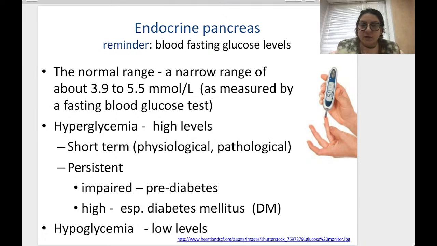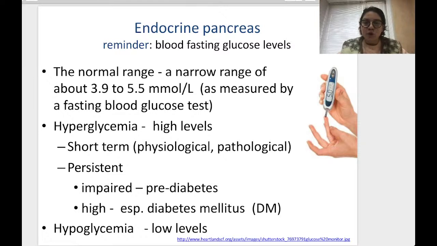We said that insulin secretion is regulated by blood glucose levels. We have a normal range of glucose, and the most usable test for glucose is fasting glucose, when blood for glucose is taken in the morning before breakfast, after at least 8 hours of hunger. The normal range of fasting glucose is from 3.9 to 5.5 millimoles per liter.